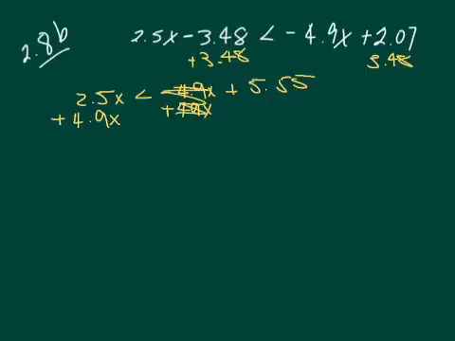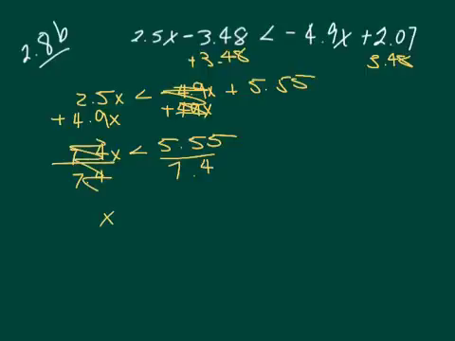Alright, let's add 4.9x to both sides to get rid of those, so we get all of our x's over here on the other side. 7.4x is less than 5.55. Alright, now we're going to divide by 7.4 here, 7.4 here. Those go away, and we have x is less than 0.75 when I do this math in my calculator.